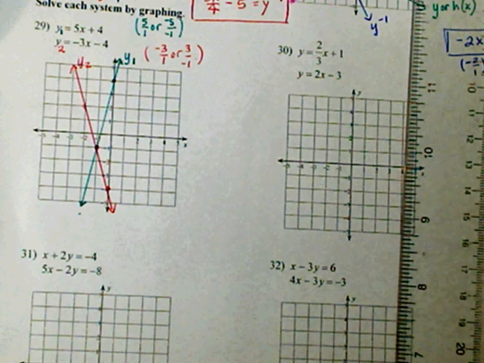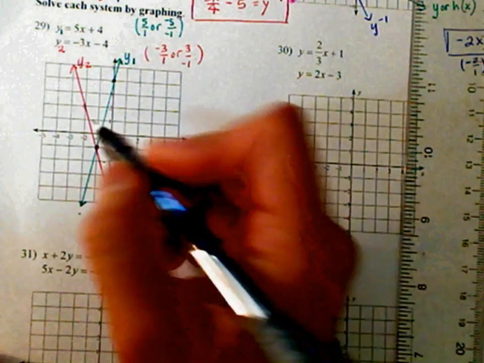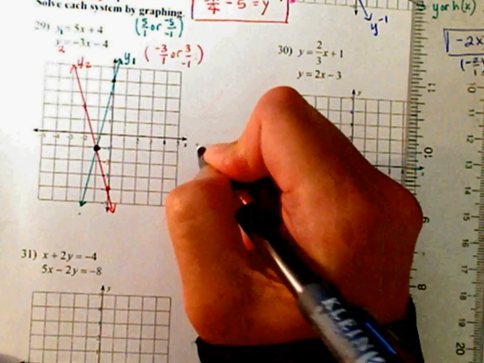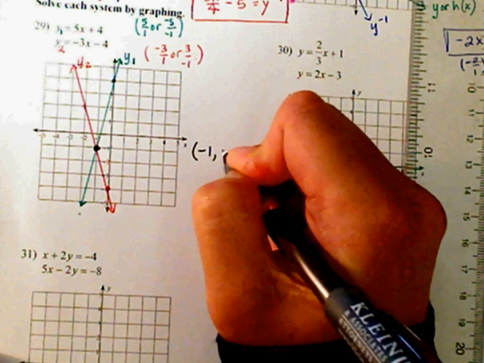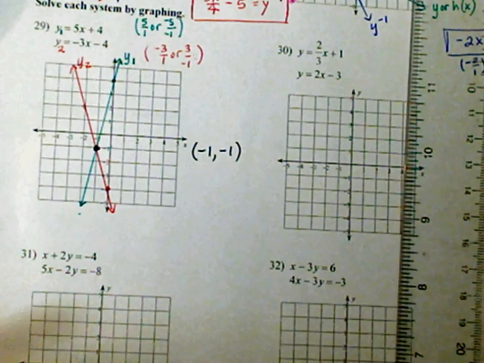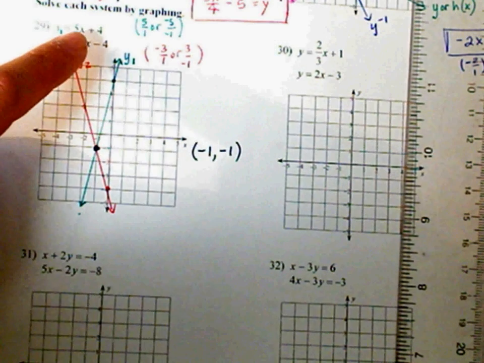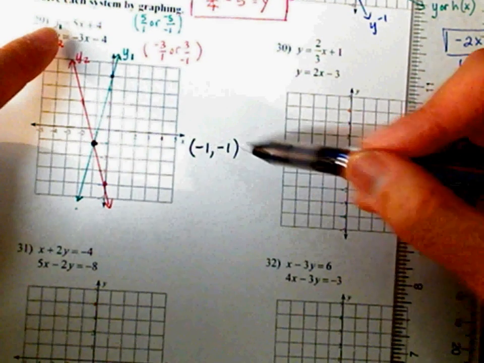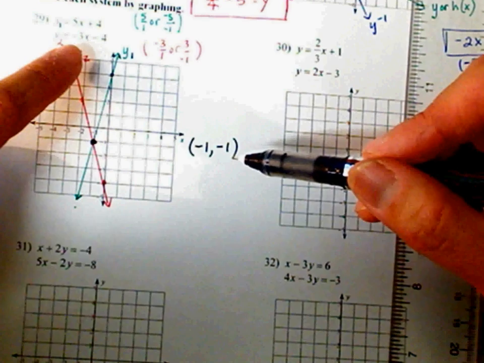And now let's see, where do you see the intersection? They're crossing at that point, and what is the intersection right there? Negative 1, negative 1. What that means is if I plug in x, you're going to get y. These guys will match up. Just like for the second one, that will work also.